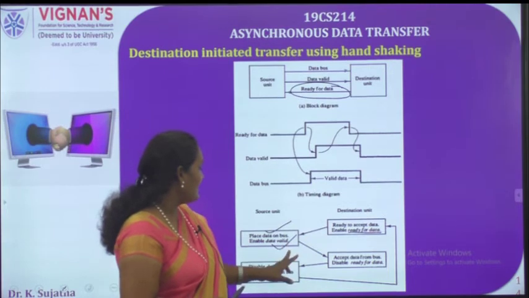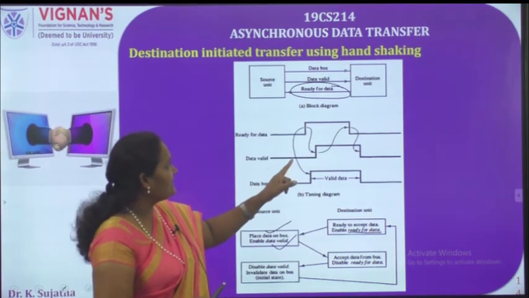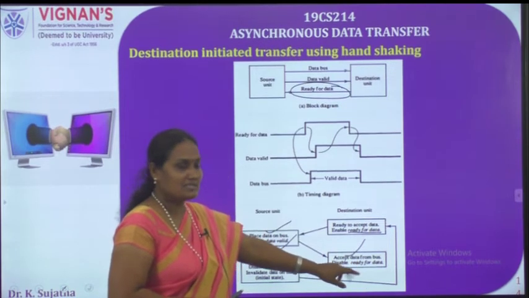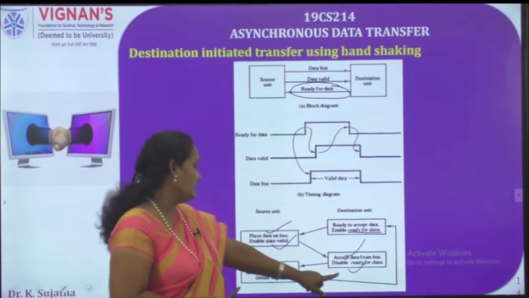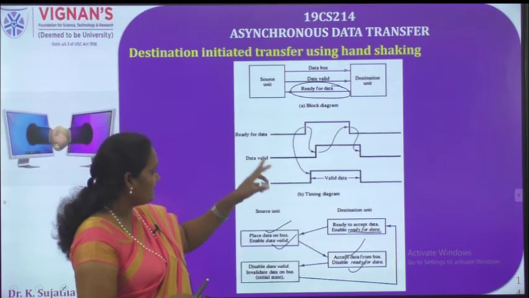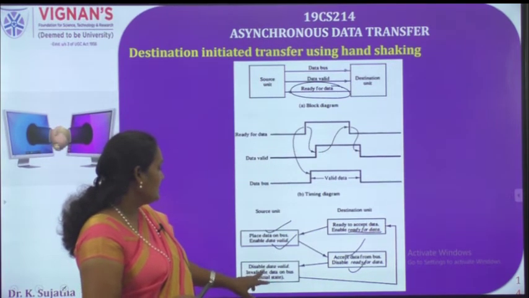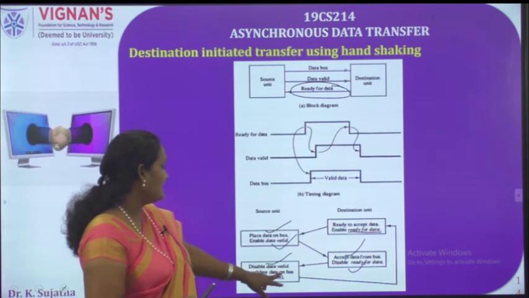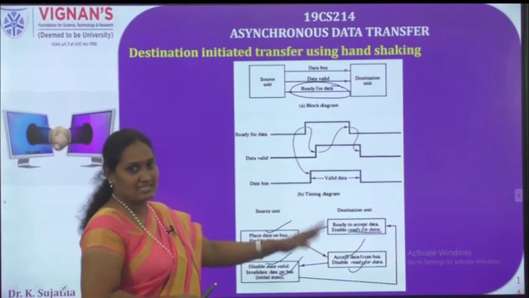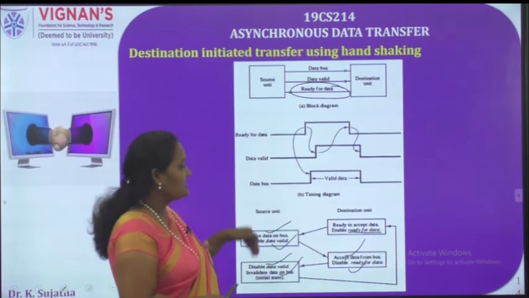After identifying that the data valid line is enabled, the destination unit accepts data from the data bus and disables the ready for data line. Whenever the source unit identifies that the ready for data line is disabled, it disables the data valid line, invalidates the data on the data bus and comes to the initial state. So this is the destination initiated transfer.